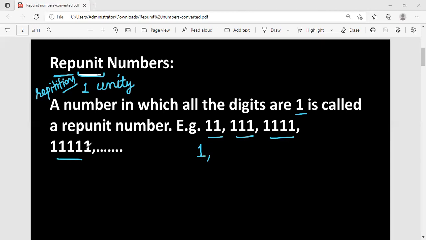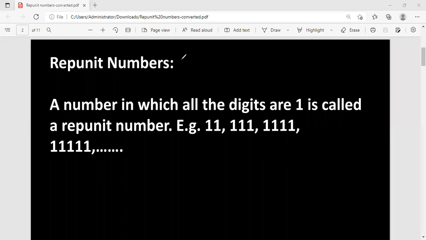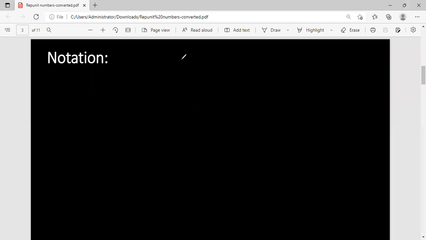Why am I choosing this number? Because in many Olympiads, in many papers, I have seen two particular Repunit numbers on which the questions are based. They are one written 3 times and one written 6 times. These two numbers are used very, very frequently.